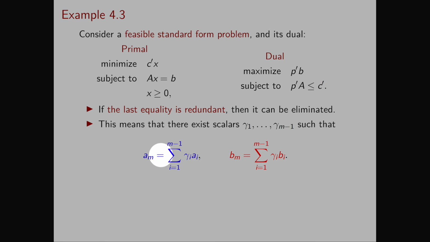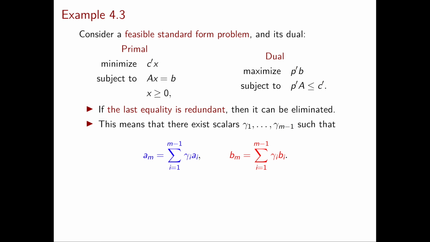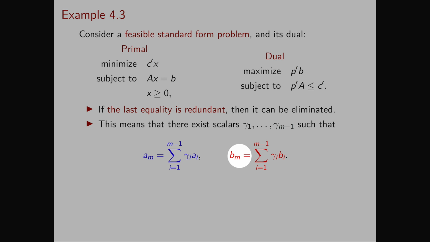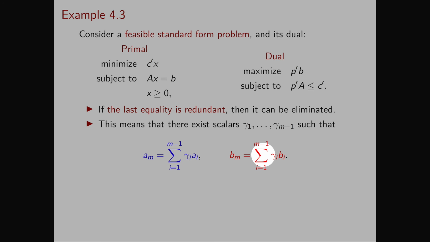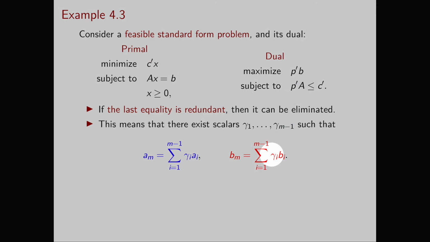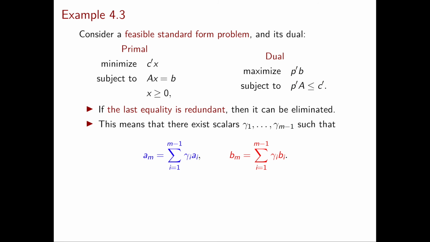So we have Am equal to the sum of gamma i Ai for i that ranges from 1 to m-1. Here, the gamma i are scalars. Correspondingly, the right-hand side of the last equality constraint, which is bm, can be written as the same linear combination of the right-hand sides of the first m-1 equality constraints.